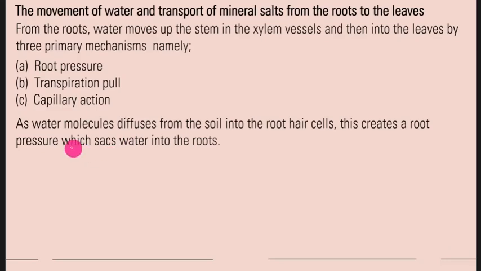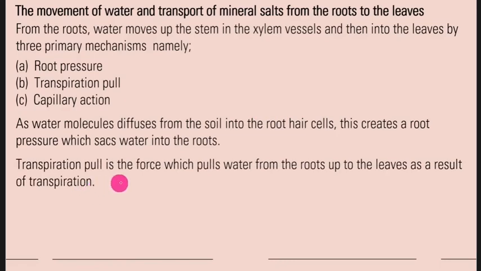So also, as water molecules diffuse from the soil into the root hair cells, the way we explained previously, as water enters into the root, it creates what we call root pressure, which sucks water into the roots. So this helps water to move up to the leaves. All right. Also, transpiration pull is the force which pulls water from the roots up to the leaves as a result of transpiration.